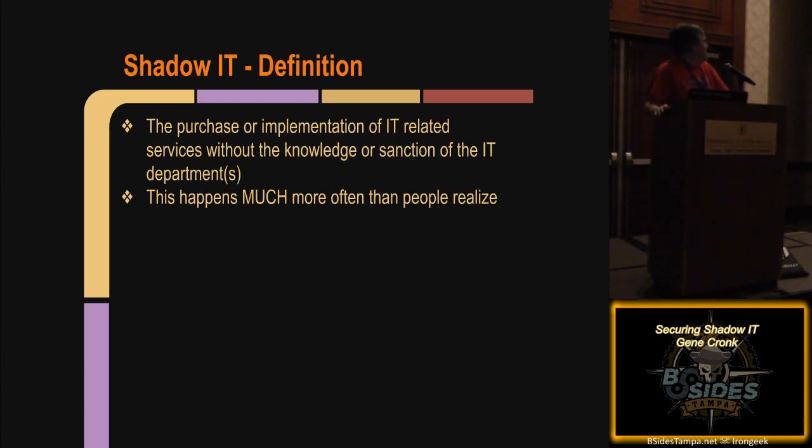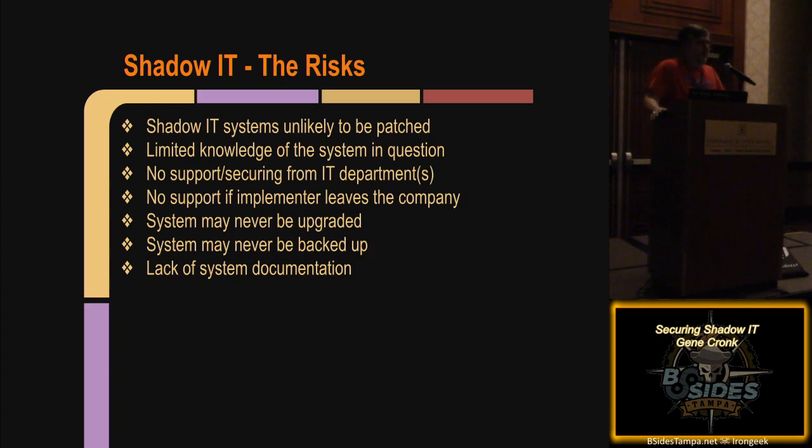So my definition of shadow IT, and I'm pretty sure this is kind of the industry standard definition as well, is the purchase or implementation of IT-related services without the knowledge or sanction of the IT department. This happens a lot more often than people realize. So the risks involved with shadow IT: first of all, the systems are really unlikely to be patched. I will be covering that in my specific scenario in a bit.